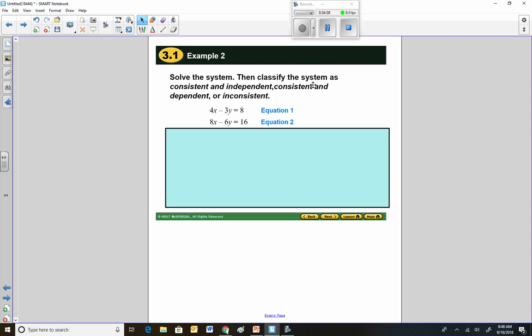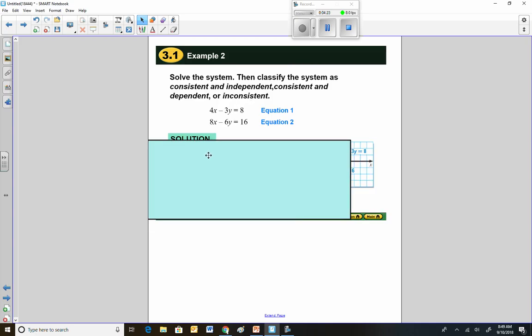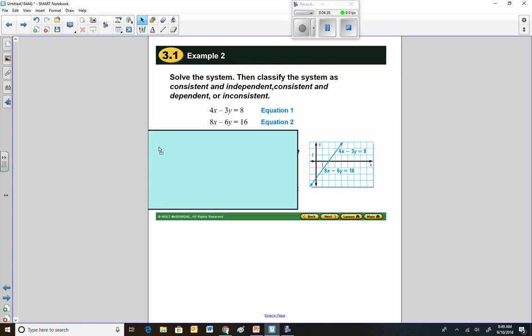Solve the system, then classify the system as consistent and independent, consistent and dependent, or inconsistent. Now remember, consistent and independent, they intersect at one point. Consistent and dependent, they're the same line. Inconsistent, they're parallel lines. All right, graph these 2 lines. This is what we do. We graph the lines, and there's that one.